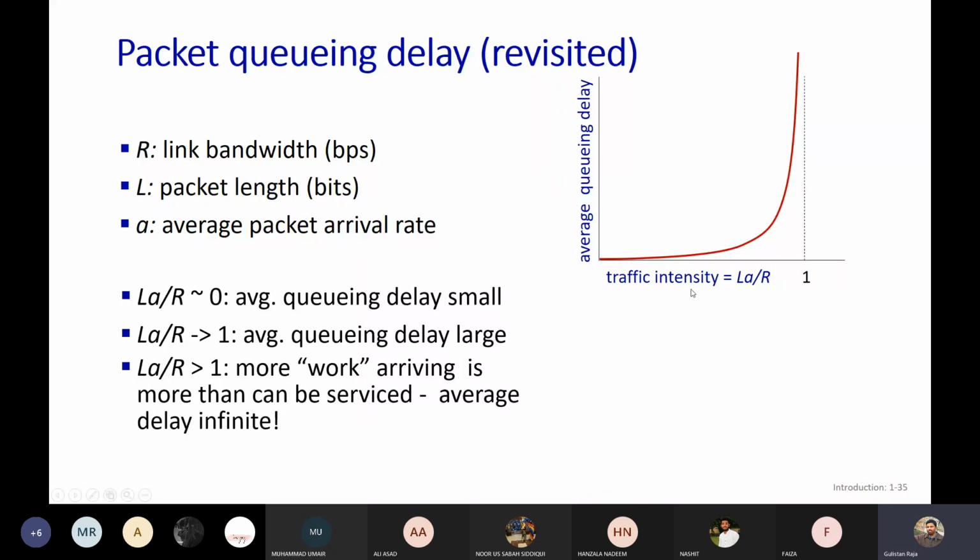L is the packet length, R is the link bandwidth, L by R is the transmission delay, but when we say LA by R, we call it traffic intensity. So it all depends upon this A factor, because this is the average arrival rate. L can vary, but not very much. Packet size can change, but R is constant. Link bandwidth is constant. So this is something which we have, LA by R.